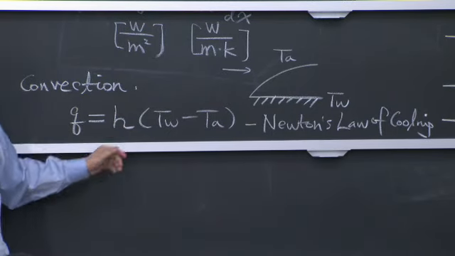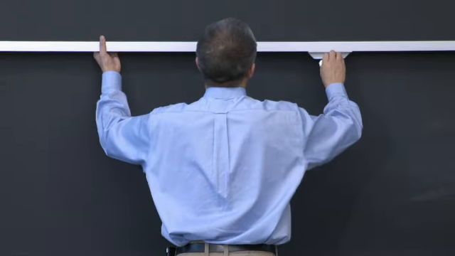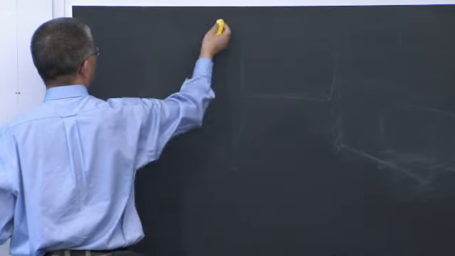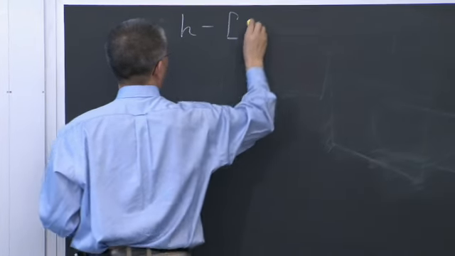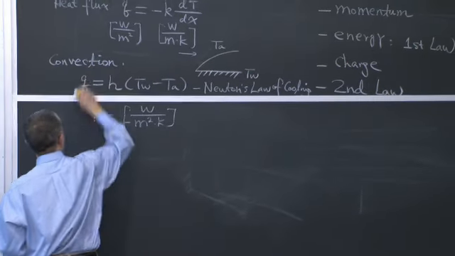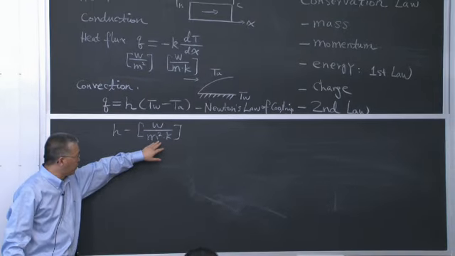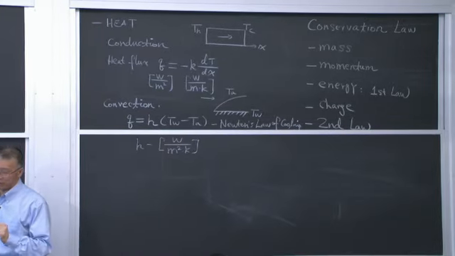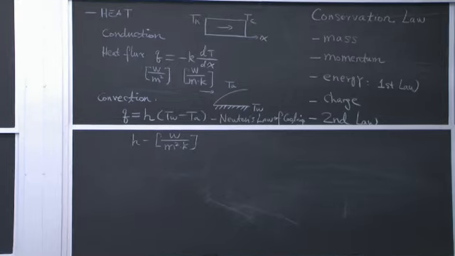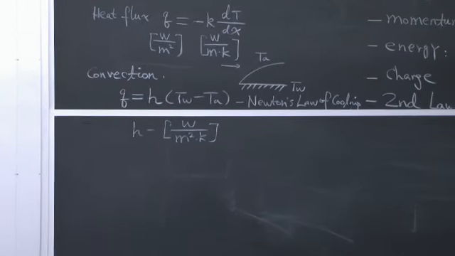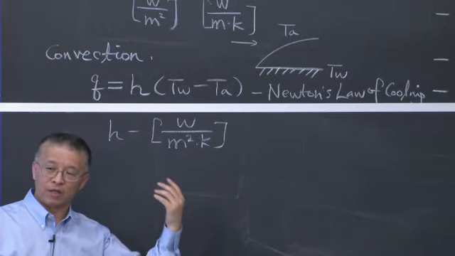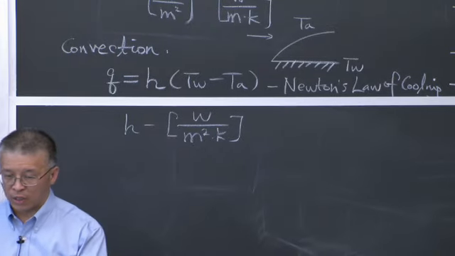And h here is the heat transfer coefficient. The unit of h is different from k, if you look at what we had for Fourier's law, and it's watt per meter square per Kelvin. h is not a material property. It depends on how fast the fluid is, what fluid you use, and the geometry. So for that you need to go to the Navier-Stokes equation to solve, if the case is simple.